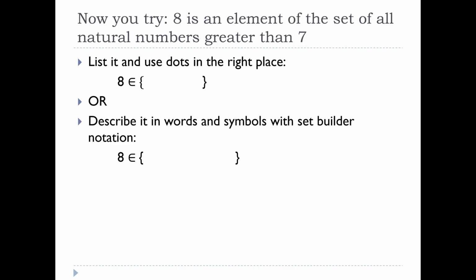Now let's try this one. 8 is an element of the set of all natural numbers greater than 7. See if you remember how to show greater than 7 by listing. So the first one's just by listing the numbers. What numbers are greater than 7 and how would you show them? And then see if you can remember how to show greater than 7 with a symbol. Pause the video for a second and try it.